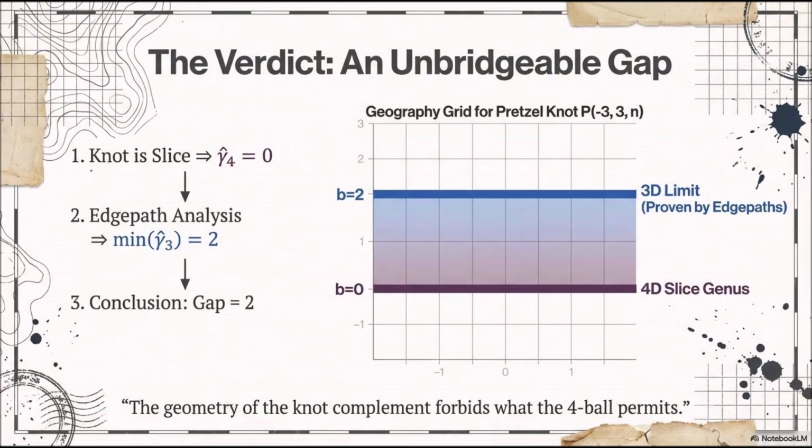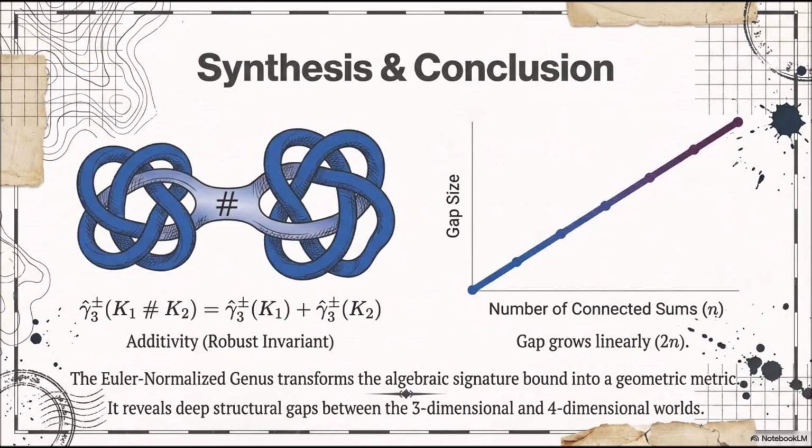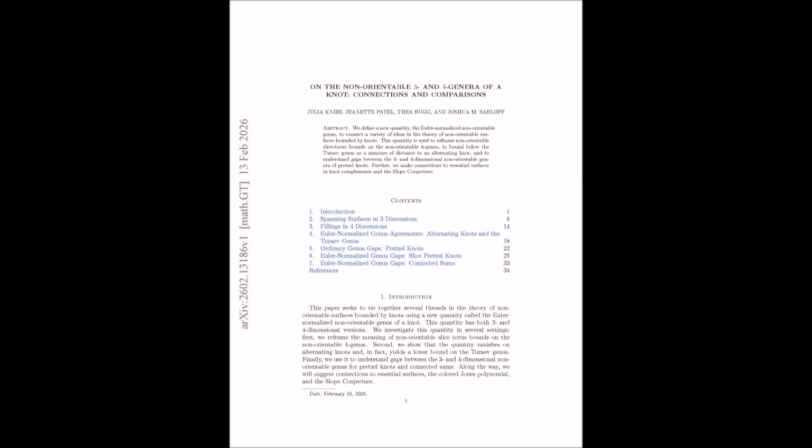Exactly. The wire is the knot K. The soap film is the spanning surface F. But since we're talking about non-orientable surfaces, that soap film might have a Möbius-style twist in it. They denote 𝓕₃(K) as the set of all such spanning surfaces in 3D.